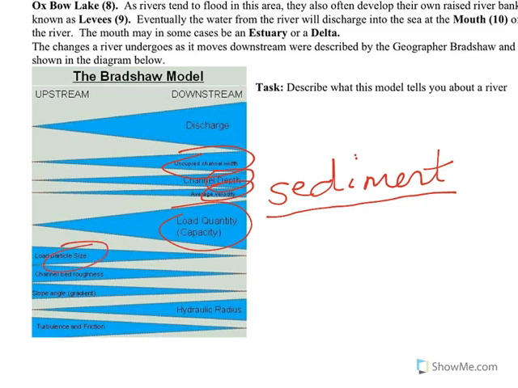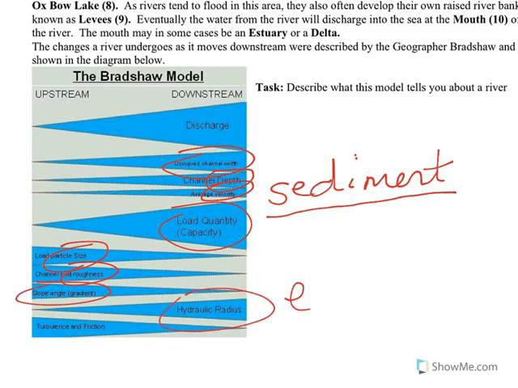Then the average size of the stuff being carried in a river. How rough is the riverbed? You can normally see how rough a riverbed is. If it's got lots of rapids, then the riverbed's probably quite rough, and if there's no rapids, it's quite smooth. What's the slope of the river?